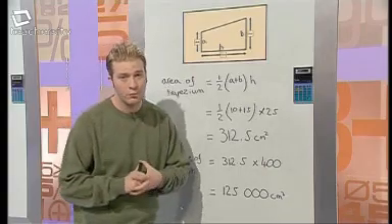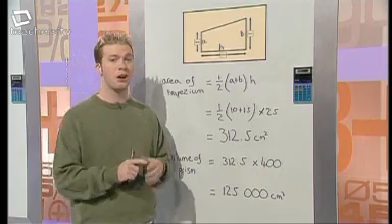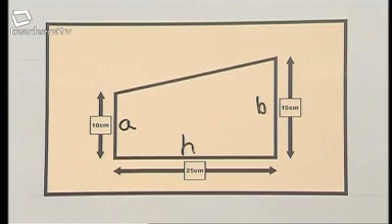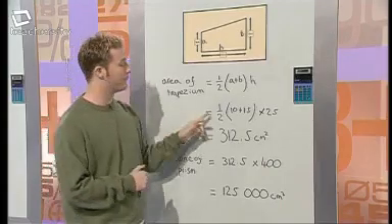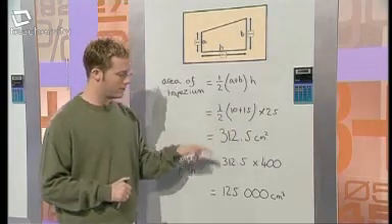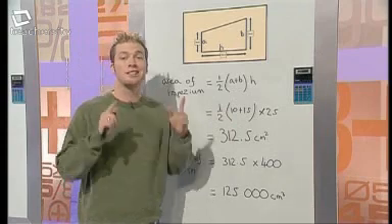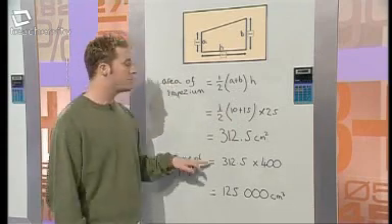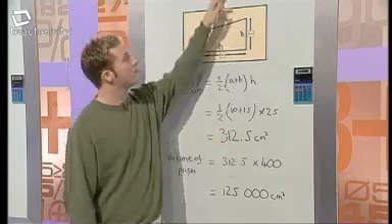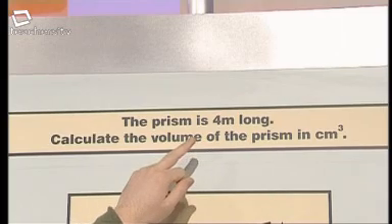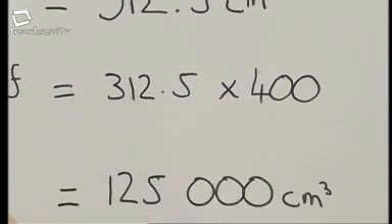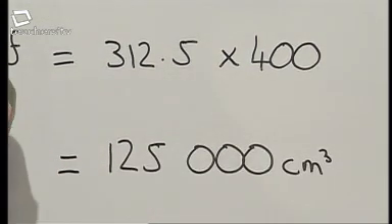I too used the same formula as Katie for working out the area of a trapezium, only I called this side A and this side B. That h we kept the same. Now, putting in the figures, that gives me an area of half (10 plus 15) multiplied by 25, which gave me 312.5 square centimetres, which is exactly the same as Katie. Only the volume of the prism is the area multiplied by its length, which is 4 metres. That's 400 centimetres. So the answer is 125,000 cubic centimetres.